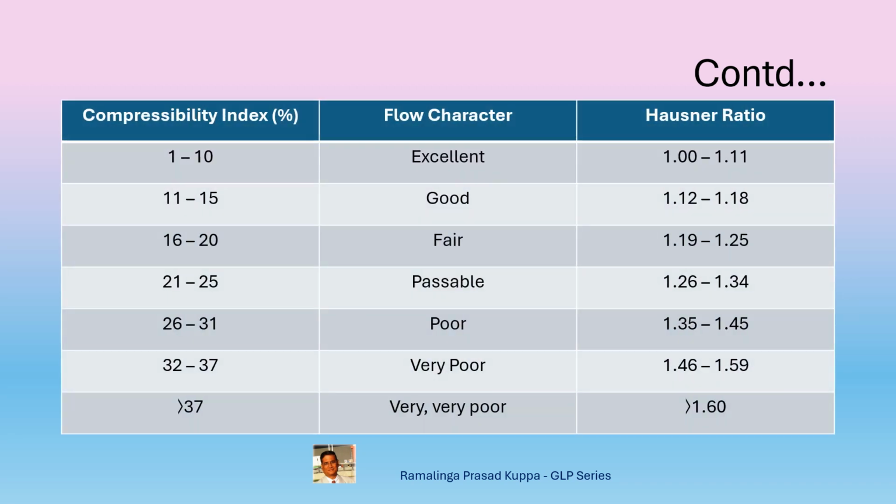This chart explains the flow character against the compressibility index and the Hausner ratio. The higher the compressibility index, the poorer the flow character, and the higher the Hausner ratio, the poorer the flow character.